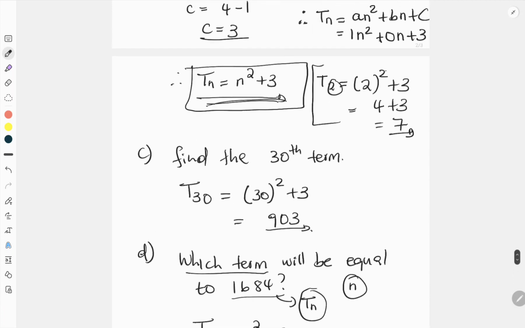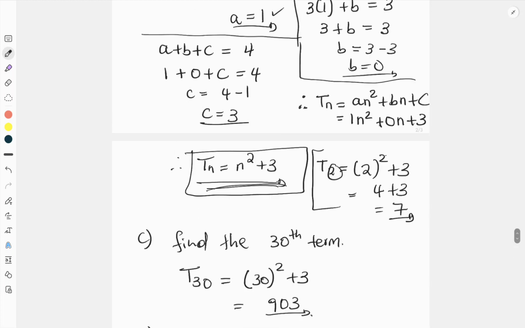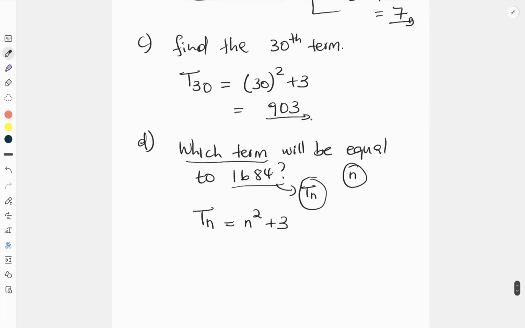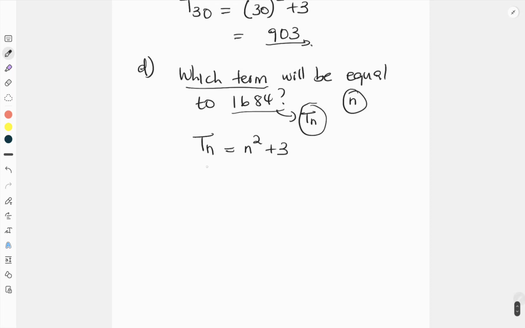You write the general rule that you previously got, and then you're going to write 1684 is equal to n squared plus 3. Then you just do simple algebra. You use additive inverse. So it's going to be 1684 minus 3 is equal to n squared. Then it's going to be 1681 is equal to n squared.